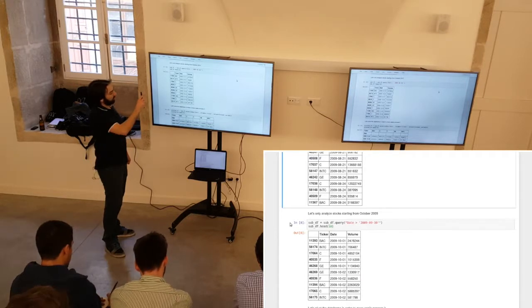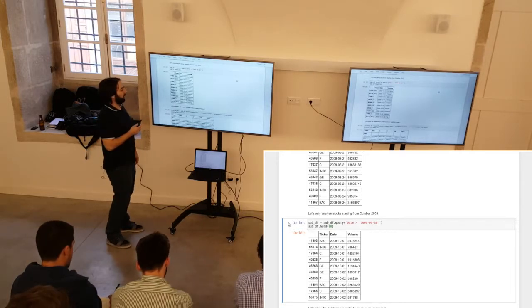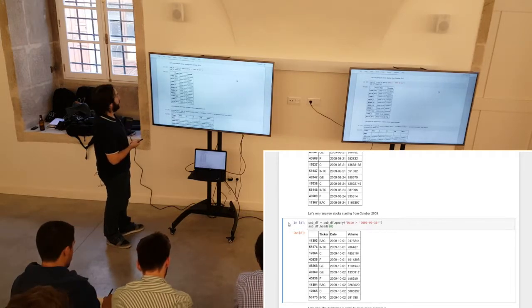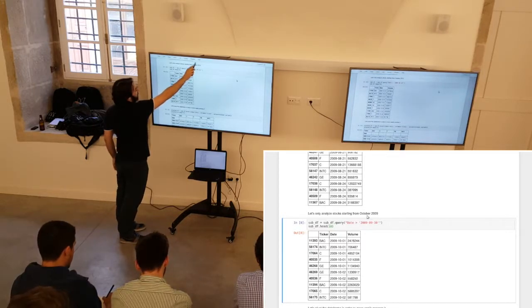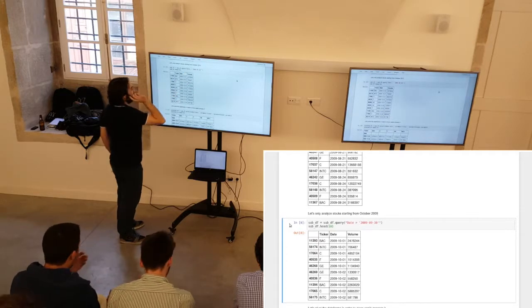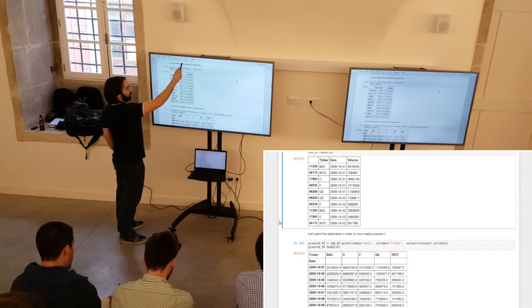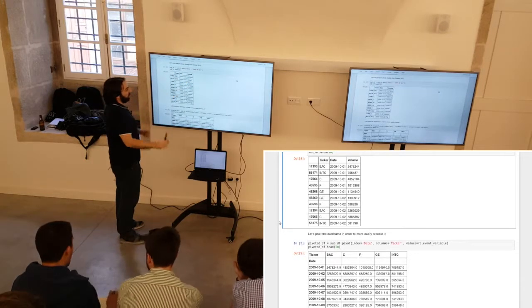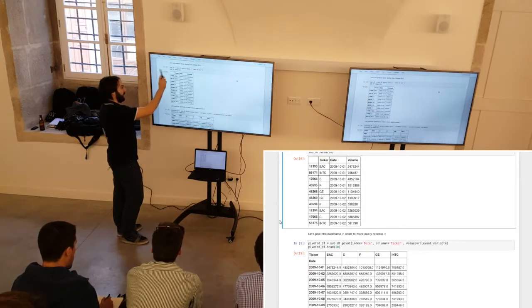Then afterwards, I'm gonna just choose a subset of this data frame again. This time, I just want, for example, okay, there's a typo. I mean, this 2009, sorry. So I'm just gonna want the stock starting from October 2009, okay? I'm gonna pass this condition. It's some kind of pseudo SQL kind of thing, but it's not SQL. Then I've got the data frame starting from 1st of October.